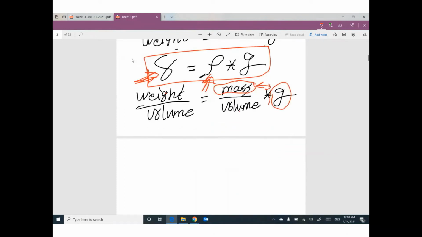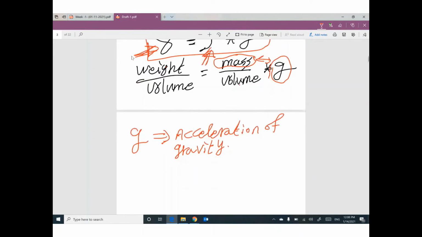Just to remind you, G called acceleration of gravity. Do you remember that? Do you remember the value of this term? Probably 9.81 meter per second square if you are talking about SI unit, or equal 32.2 feet per second square if you are talking about US unit.